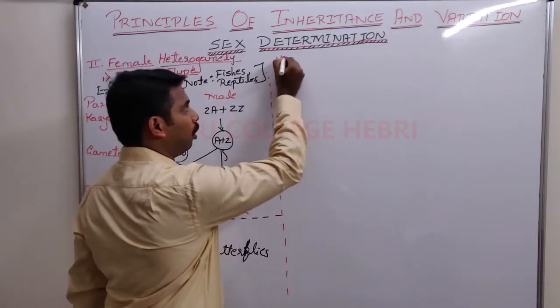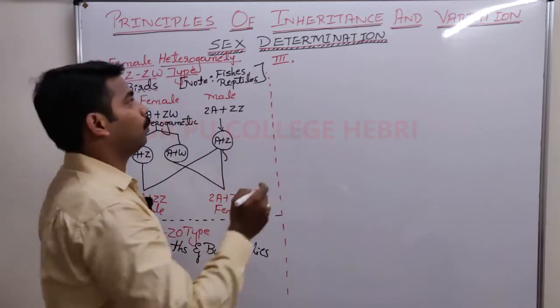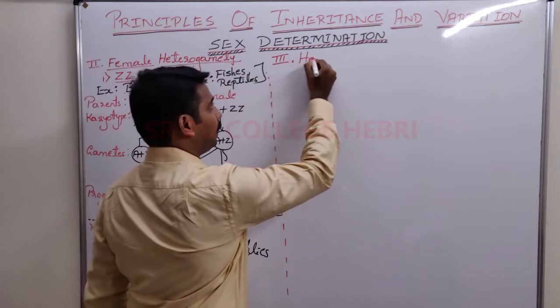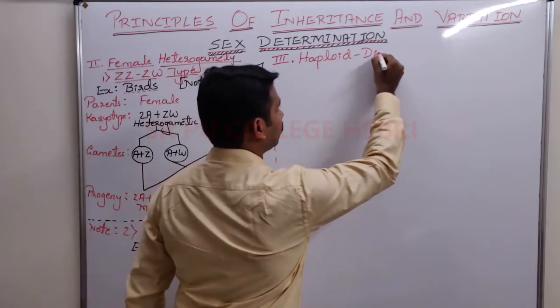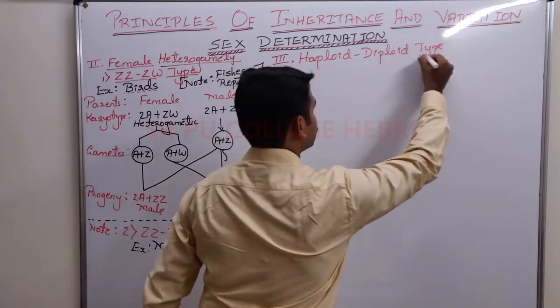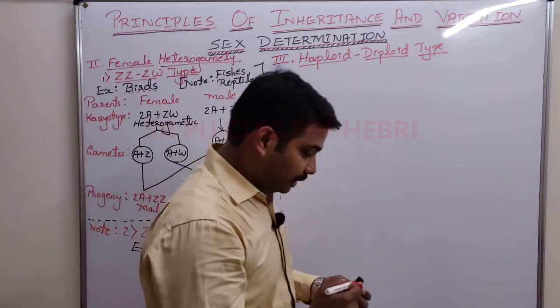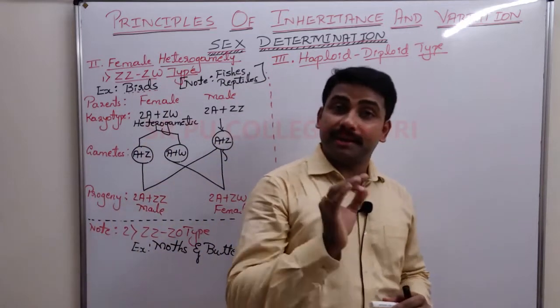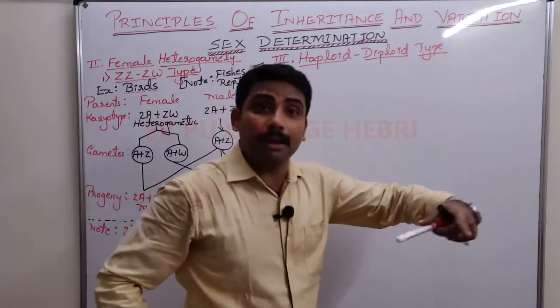Let me move on to the third one. Do you remember the third one? What is that? Haploid diploid type. So students, whenever you study genetics, the next chapter molecular biology, the next chapter evolution, it is very important. Maintain the sequence, study in a proper channel.